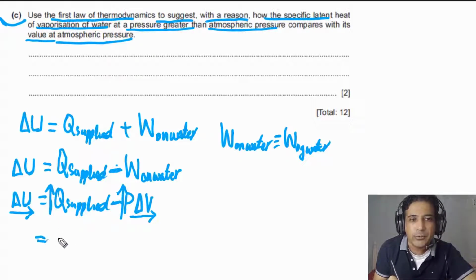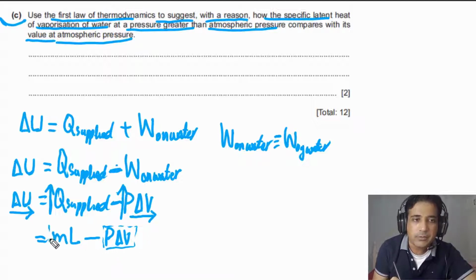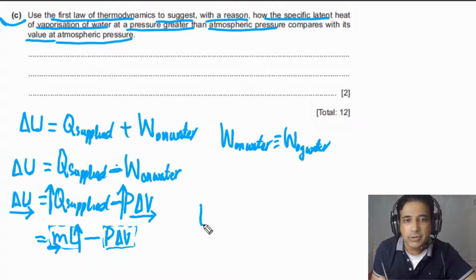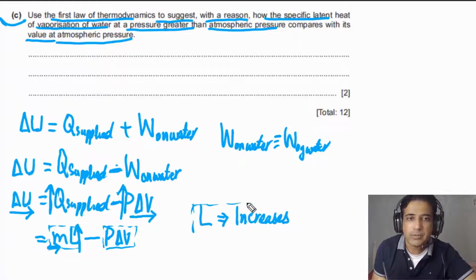So simply we can replace Q supplied. In this case, Q supplied is equal to M times L. M is the mass of the water. L is the specific latent heat of vaporization. Plus we have P times delta V. As this quantity increases, this quantity also has to increase. But mass is constant. Mass of water vapor doesn't change in this case. So L has to increase. So L increases if P increases. This is one thing you need to understand.